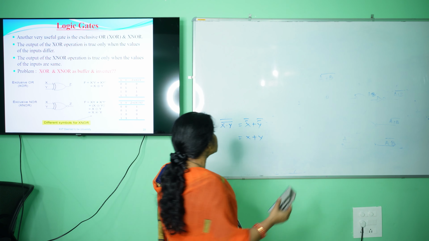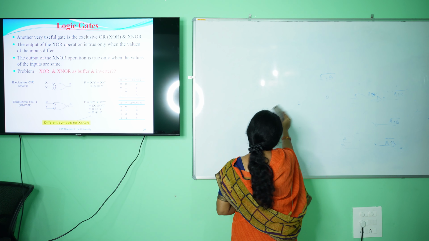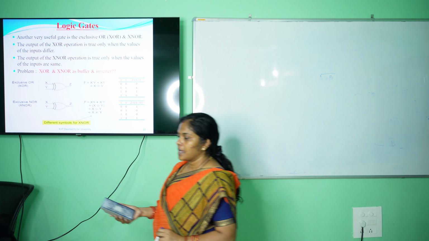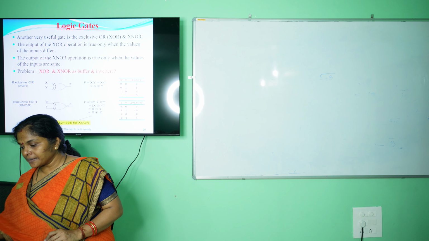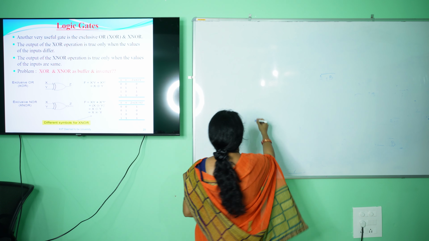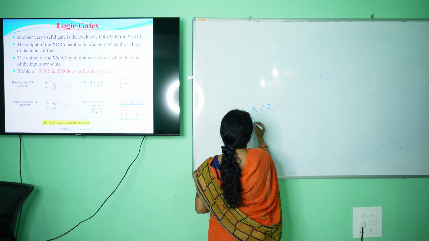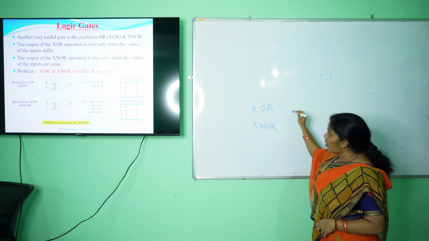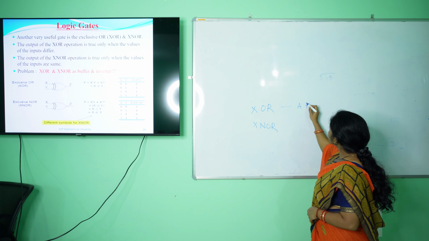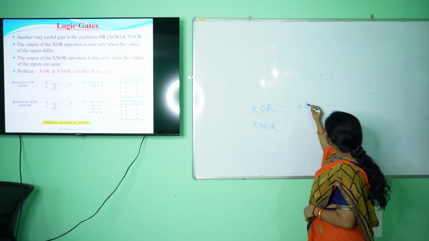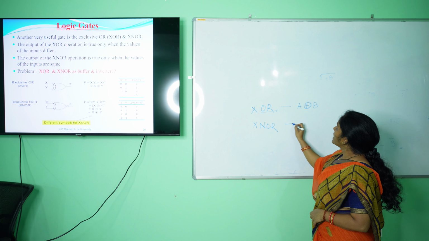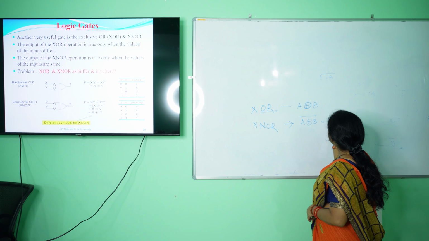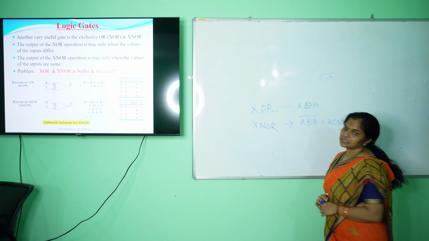Okay. There is another type of gate which is neither a basic gate nor a universal gate. That gate is called the exclusive OR gate, or the other one is the exclusive NOR gate. For exclusive OR, the logical operator is, since it is a combination of OR, A plus with a circle, B. And exclusive NOR is represented as exclusive OR bar, or it is represented like this.